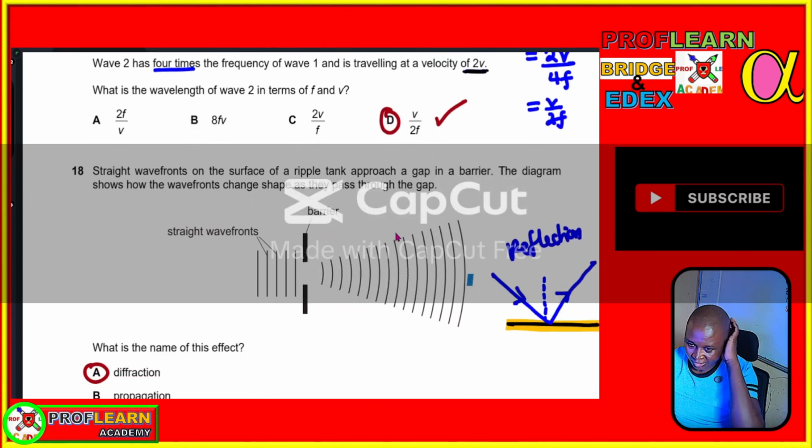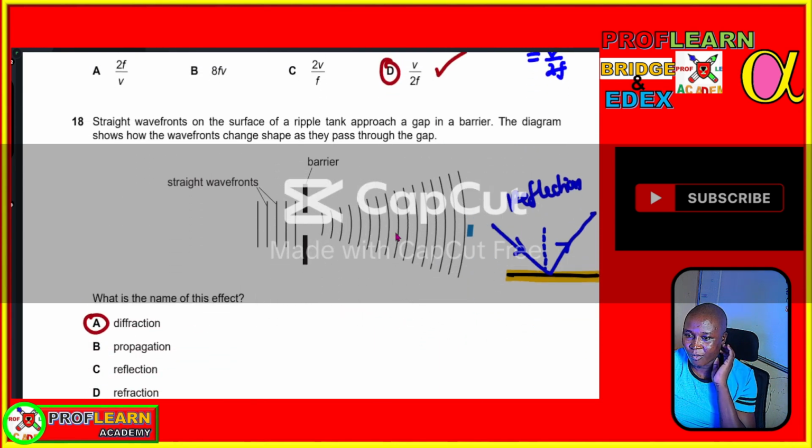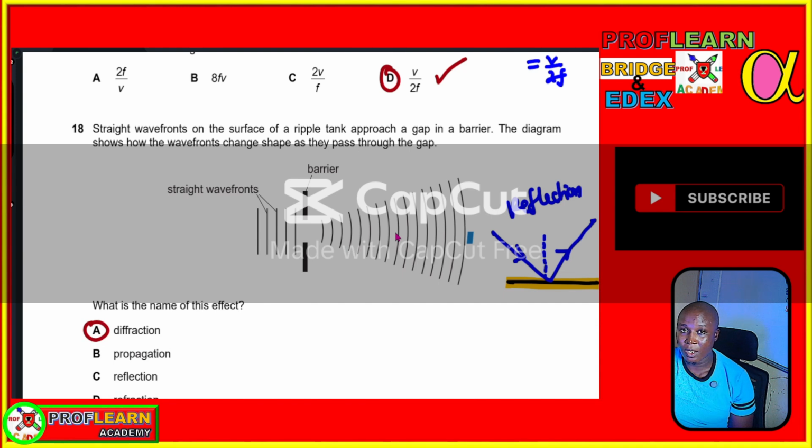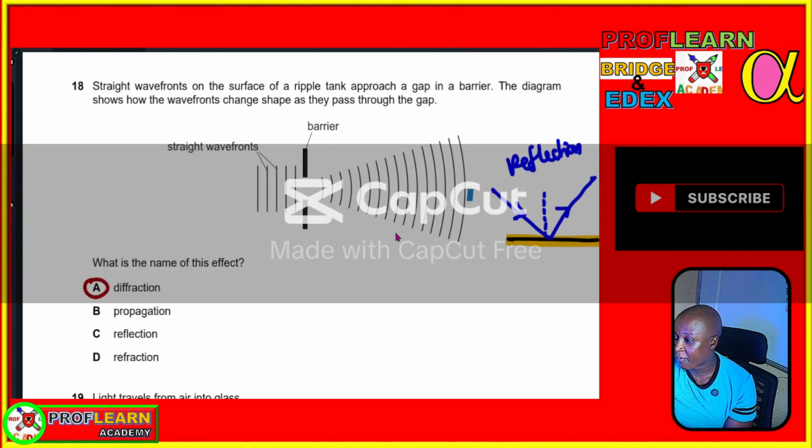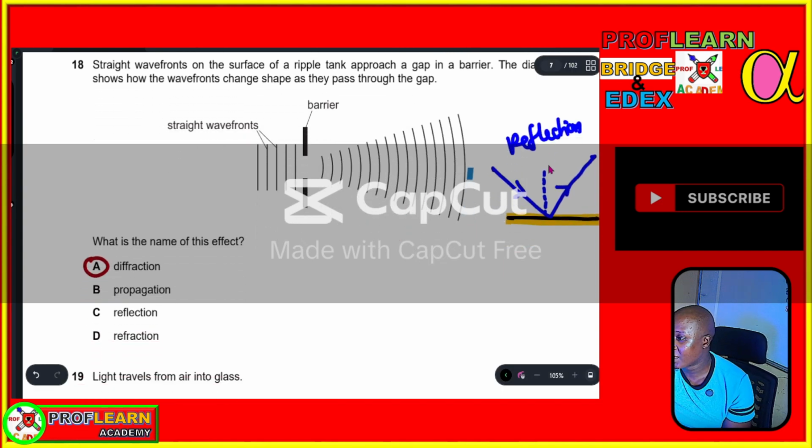Question 18 says a straight wavefront on the surface of a ripple tank approaches a gap, and this is actually called diffraction. When a wave spreads around an obstacle, or as it passes through the gap, we are going to call this diffraction of a wave. This is reflection, and for reflection you need to remember angle of incidence should be equal to the angle of reflection.